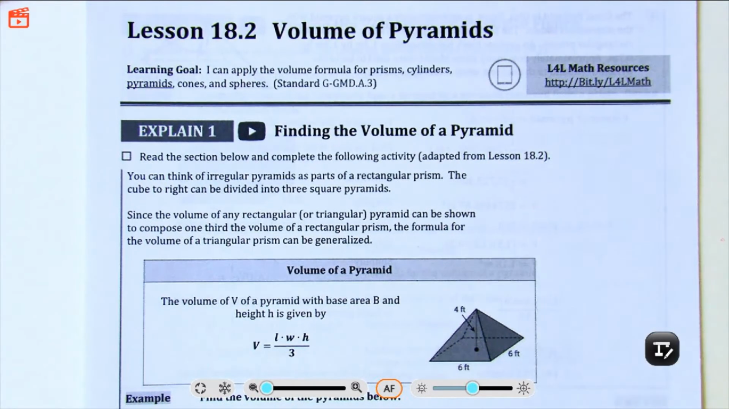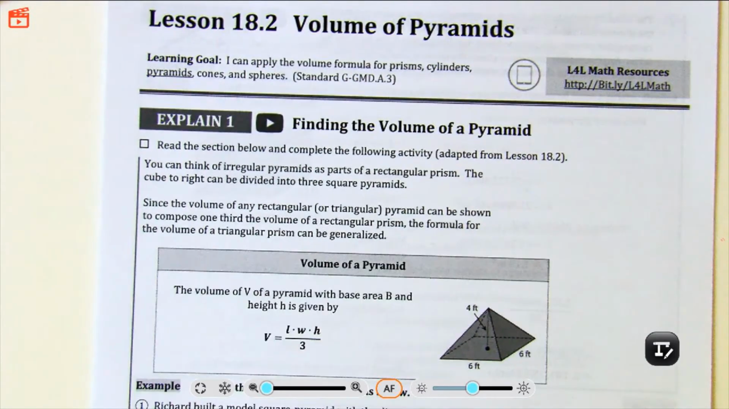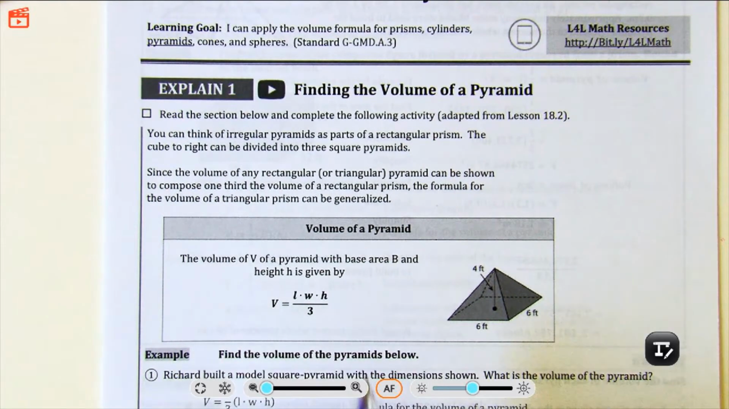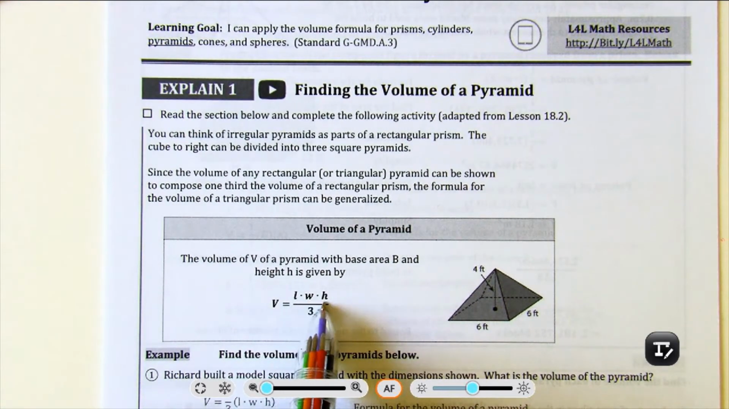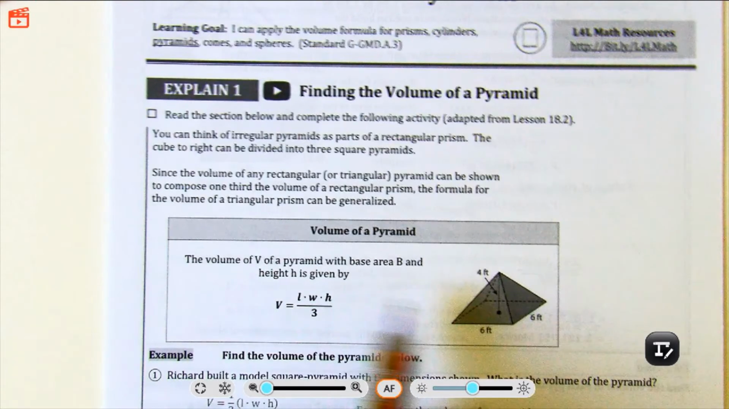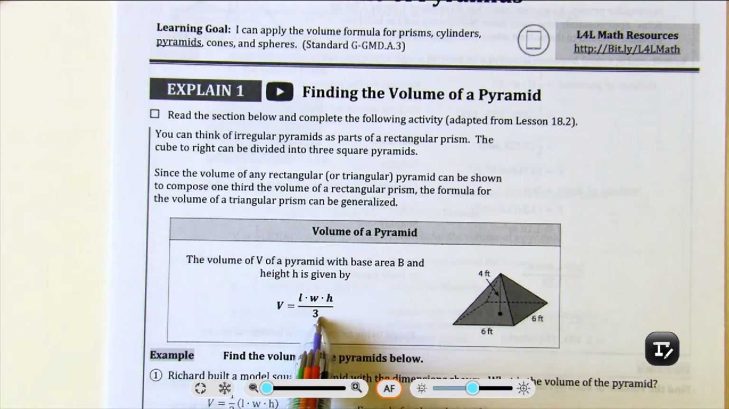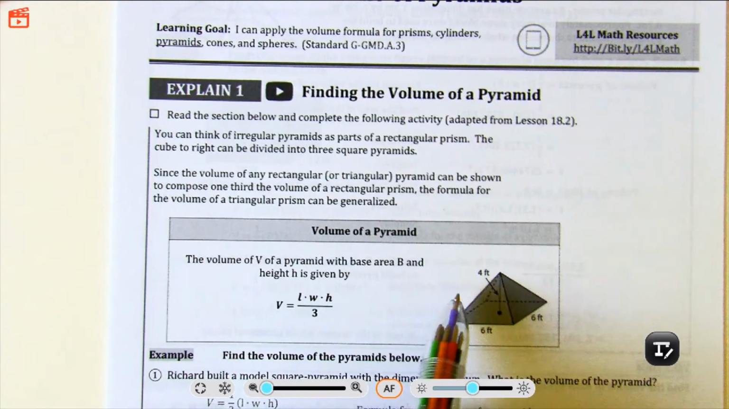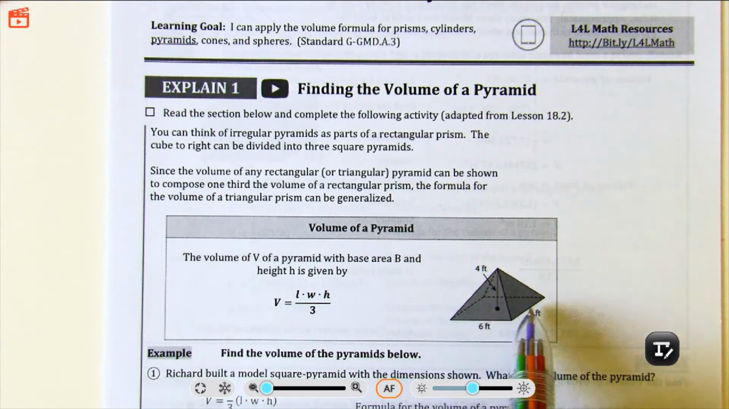Our formula for volume is similar to the volume of a prism in that we have length times the width times the height, but with the pyramid we divide by 3, because again the volume of a pyramid is a third of the volume of a rectangular prism.